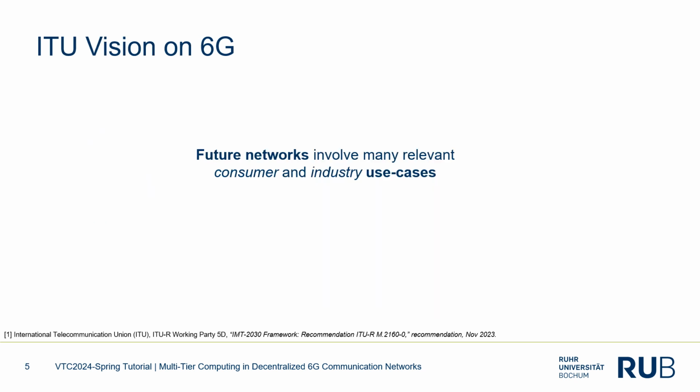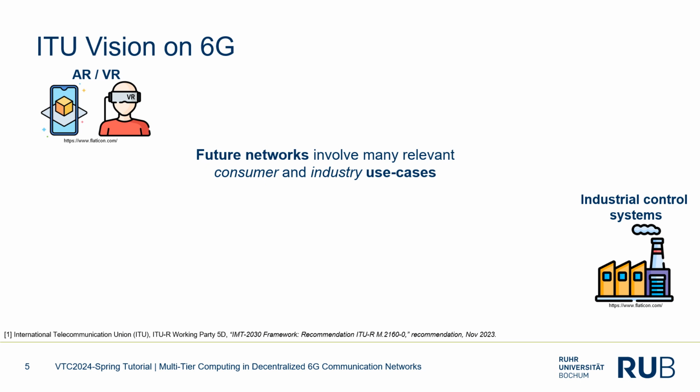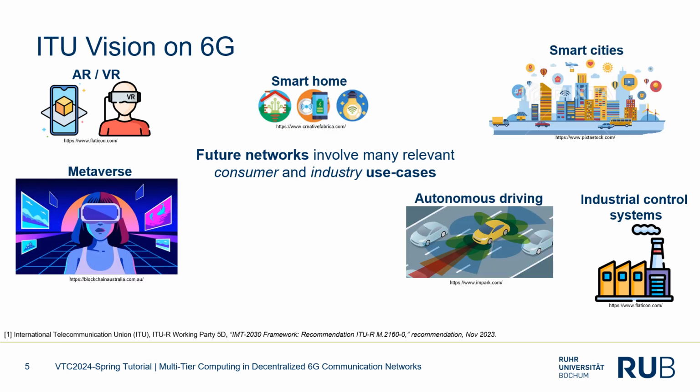Now, future networks involve many relevant consumer and industry use cases, such as augmented reality and virtual reality, industrial control systems, smart homes, as well as autonomous driving, smart cities, metaverse, and the digital twin. So the vision of the ITU on 6G is that it's supposed to provide an immersive experience through the use cases of AR, VR, metaverse, and digital twins.